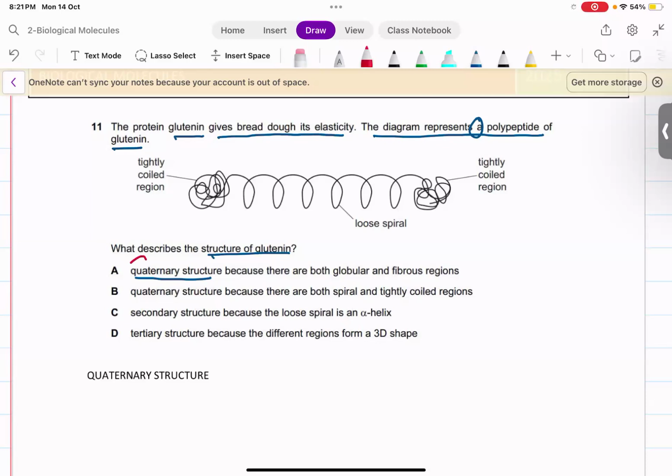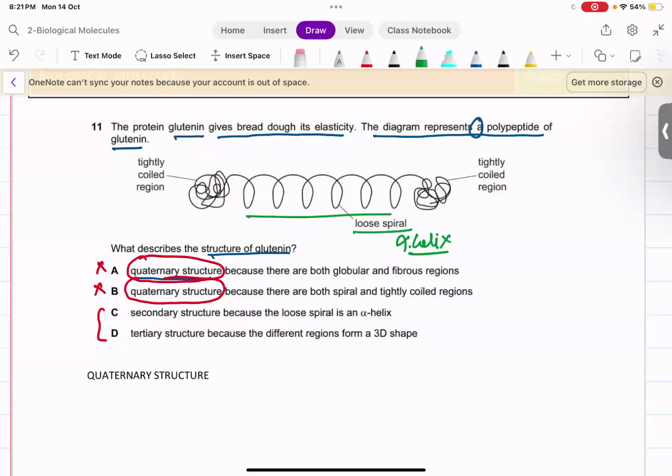Why could it not be a quaternary structure? Because this is a single polypeptide, and for quaternary structure, there must be more than one polypeptide. So this could not be a correct choice. B, quaternary structure, this could also not be a quaternary structure. So A and B are not possible in this case. Then we have C and D. So what is correct out of these two? Secondary structure, because the loose spiral is an alpha helix. Okay, so this is the loose spiral, and this is obviously an alpha helix. This could be a secondary structure.